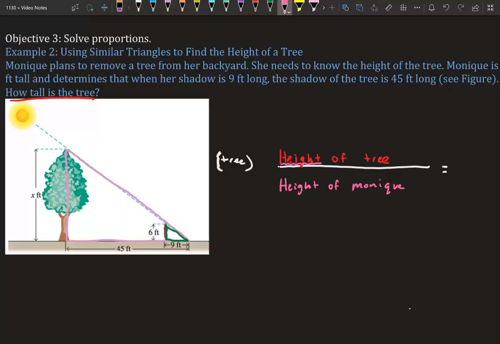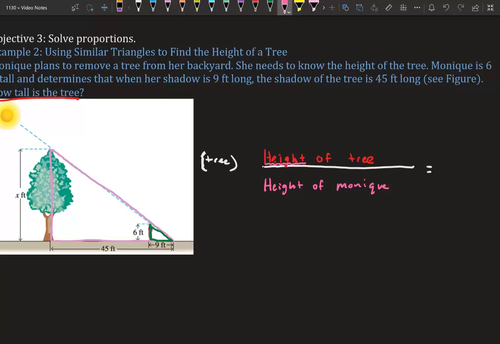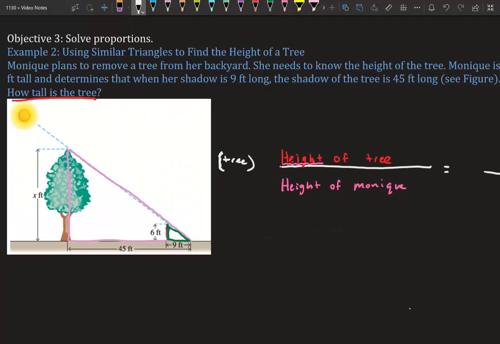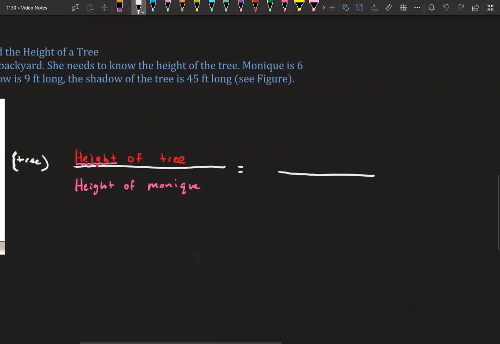So on the top, we have tree. On the left side, we have height. So that means when we set up our fraction, tree needs to stay on top. Let's look at the information we have. They give us the shadow of the tree. So tree is still on top.